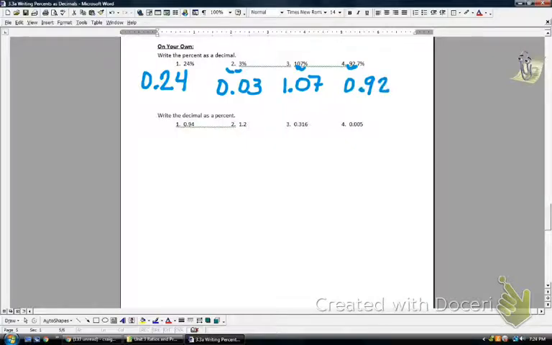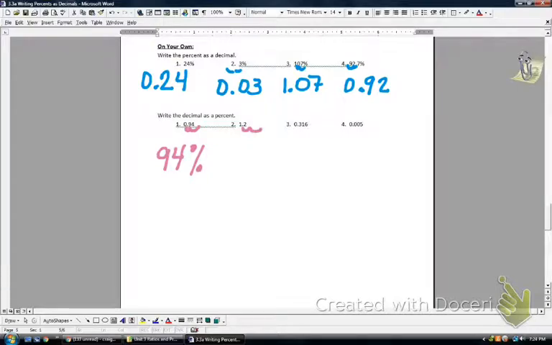So notice how I do these. I'm actually moving the decimal, and I use those little frog hops. That just helps me keep it straight in my head. All right, the next part says write the decimal as a percent, so I'm going to go in the reverse direction. 0.94, 1, 2, becomes 94%.